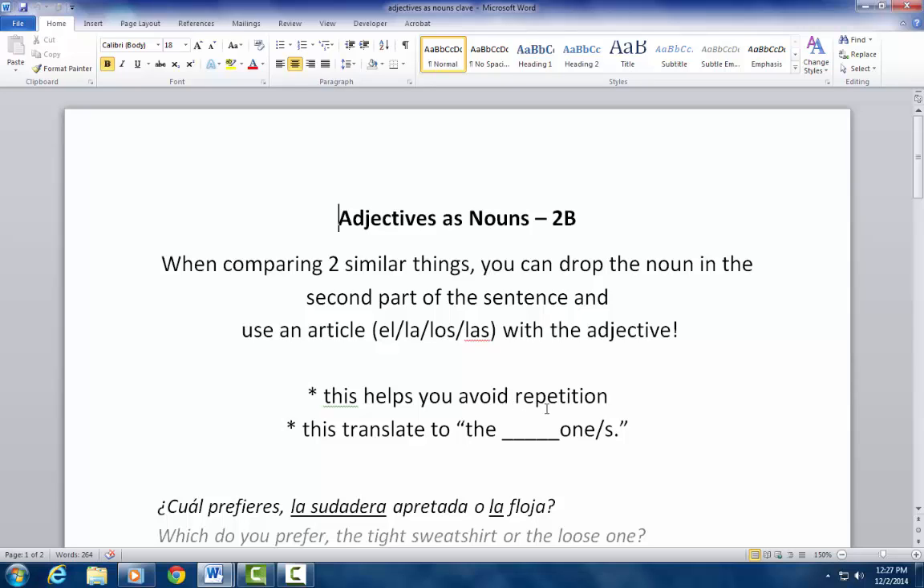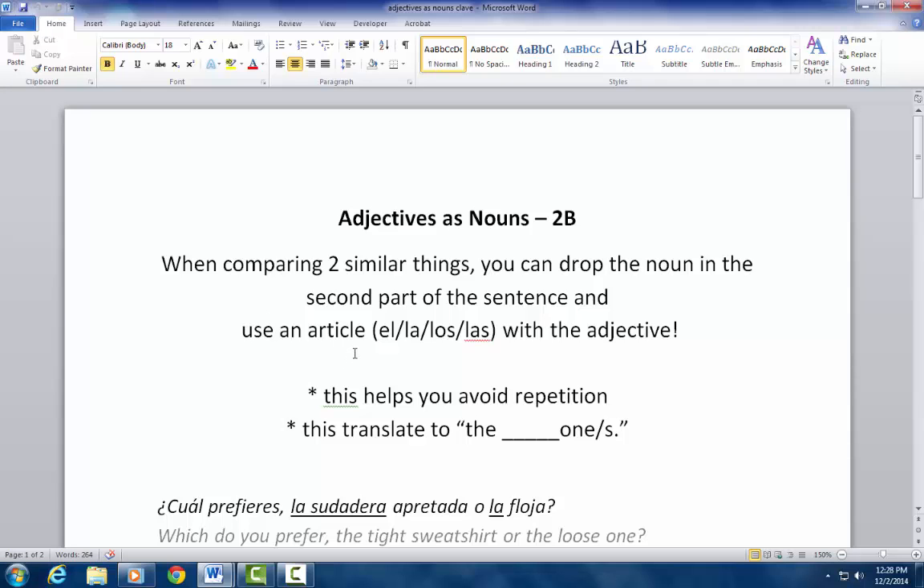So the first one is on adjectives as nouns. As usual, please follow along in your packets, and anything that's highlighted in yellow needs to be filled in as well. Okay, so when comparing two similar things, you can drop the noun in the second part of the sentence and simply use the article. By the article, what I mean is the el, the la, the los, or the las combined with the adjective.